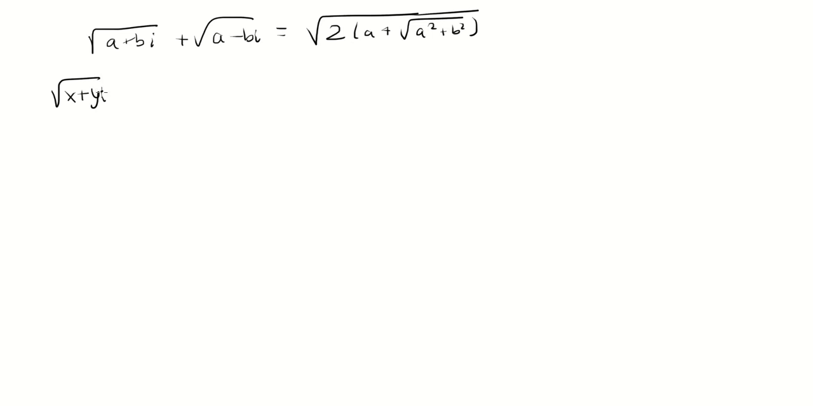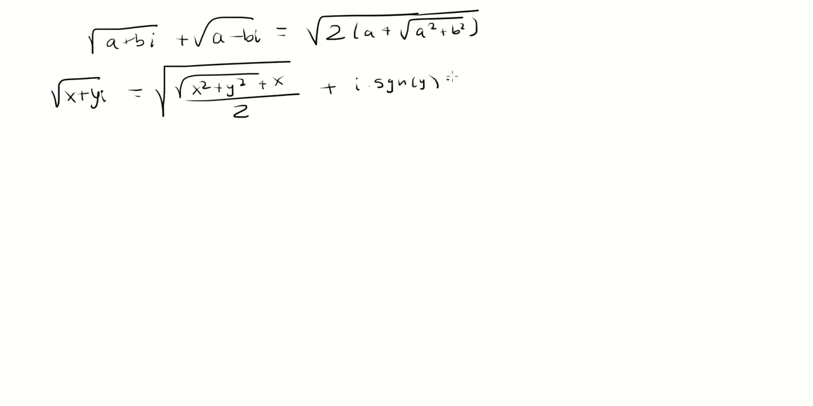If we have this, we can rewrite it as the square root of (square root of x squared plus y squared plus x) over 2, plus i times the sign of y times the square root of (square root of x squared plus y squared minus x) over 2. So this is a formula that we will use. For us, it's going to be a plus bi and a minus bi.